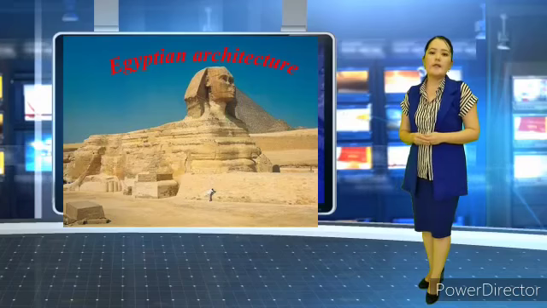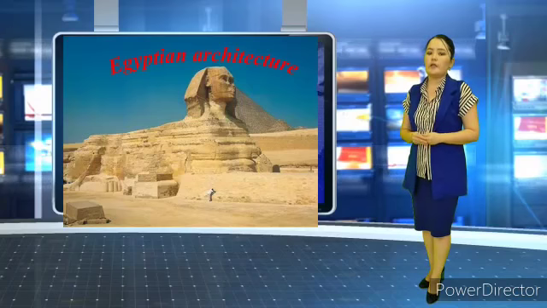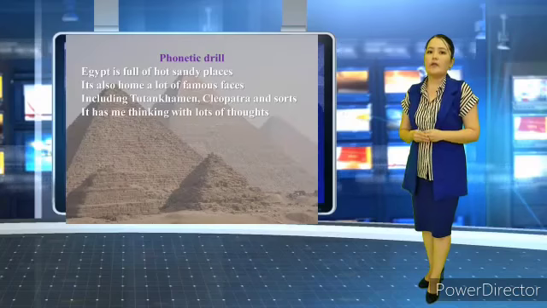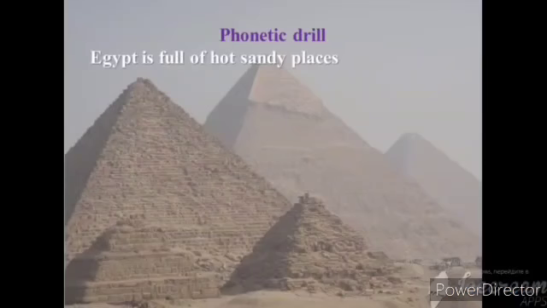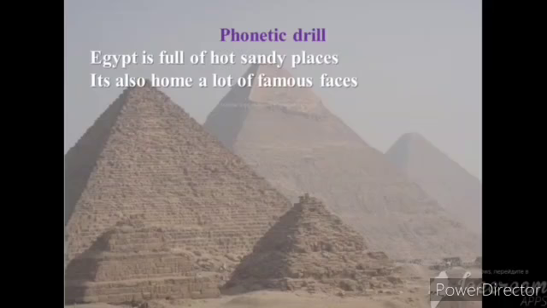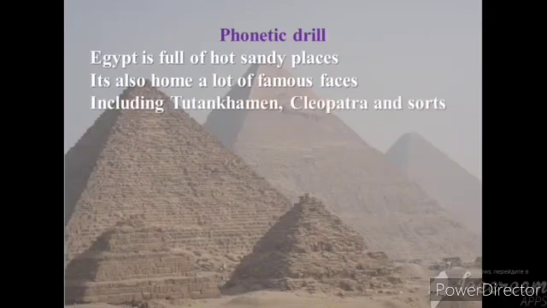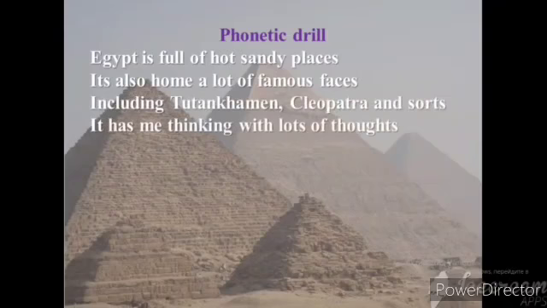As usual, let's start our lesson with a phonetic drill. Let's read the poem about Egypt. Listen to me very carefully. Egypt is full of hot sandy places. It's also home to a lot of famous faces, including Tutankhamen, Cleopatra and sorts. It has me thinking with lots of thoughts. Do you agree with me?